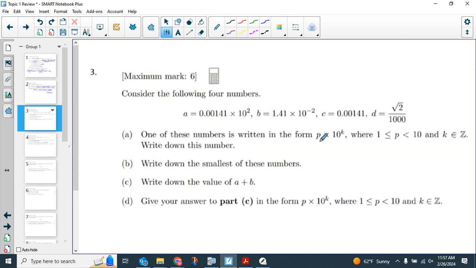All right, number 3. Consider the following 4 numbers. It gives us A, B, C, and D here. One of these numbers is written in P times 10 to the K, where P is between 1 and 10, not including 10, and K is in the set of integers. Write down this number. So the only one of these numbers that is in correct scientific notation, bless you, is B, 1.41 times 10 to the negative second power.